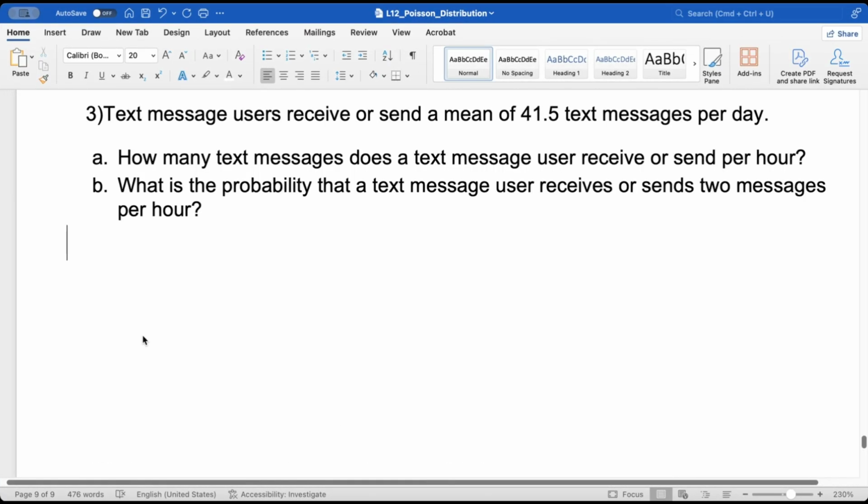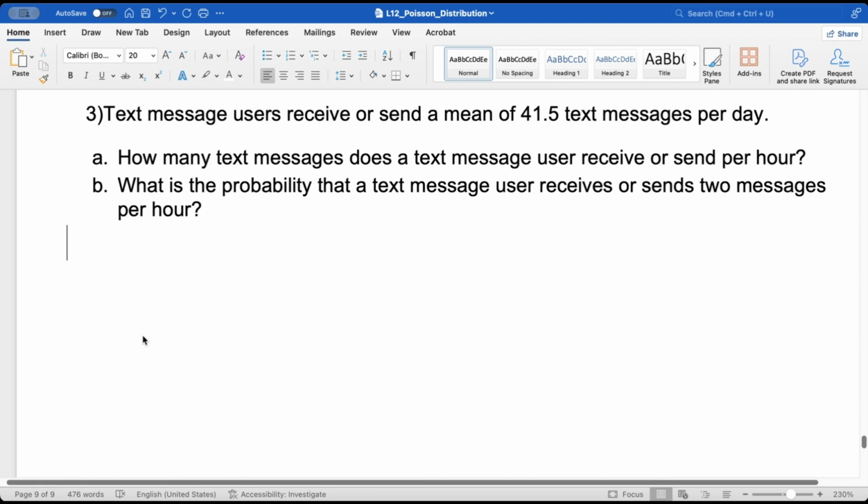All right, number 3, text message users receive or send a mean of 41.5 text messages per day. So our lambda is 41.5 messages either received or sent per day. How many text messages does a text message user receive or send per hour?